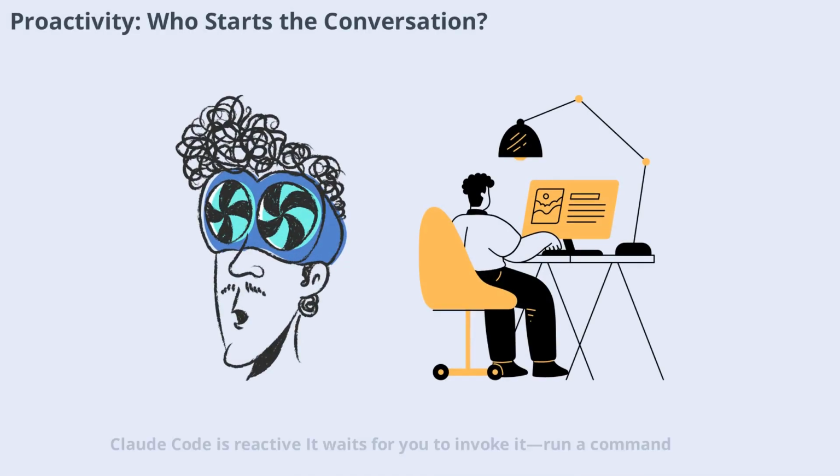Claude Code is reactive. It waits for you to invoke it, run a command, and it responds. Clawdbot, on the other hand, can be proactive. You can set up a cron job so it messages you with your daily briefing, or configure a webhook to alert you when a GitHub PR needs review. This proactive nature makes Clawdbot an ideal assistant for ongoing tasks and reminders.